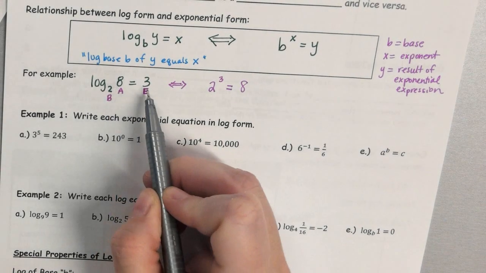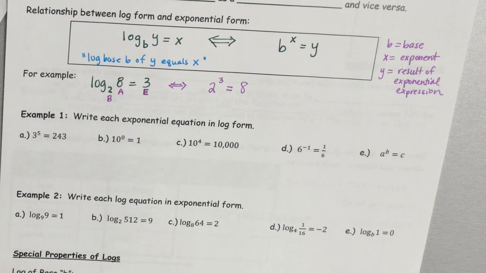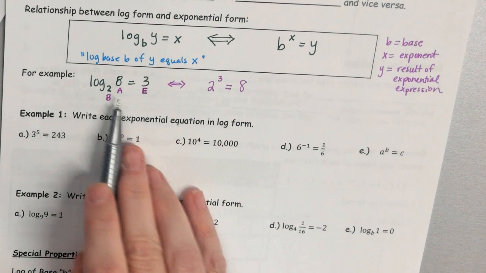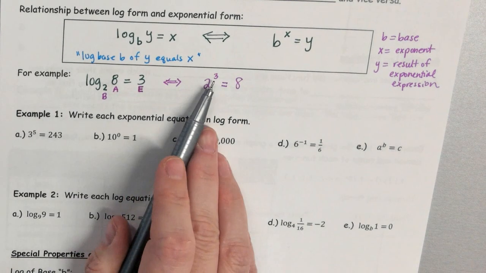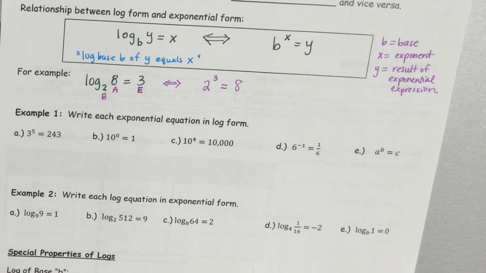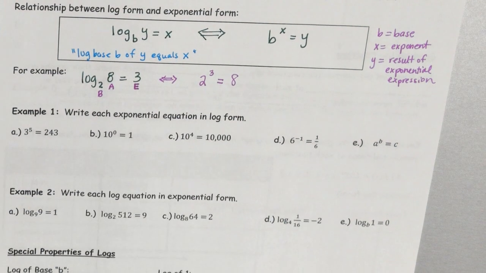So if you can remember bay, this is your base, this is your answer, this is your exponent. So your base, your answer is what it's equal to, and then you have the exponent here. There you go. Or you can just remember it like this, whichever you prefer.